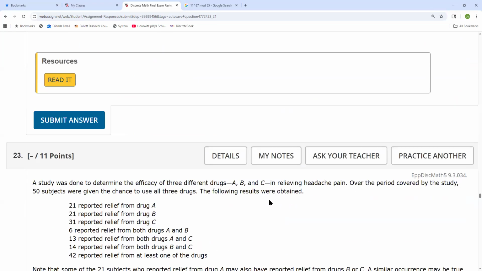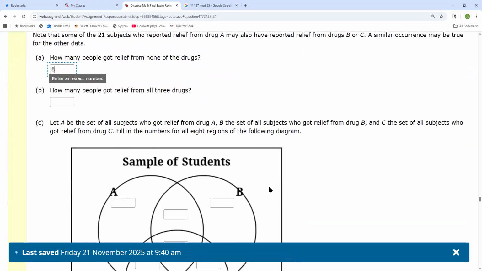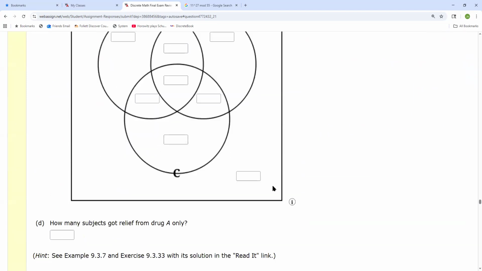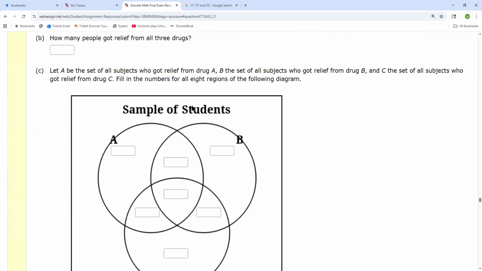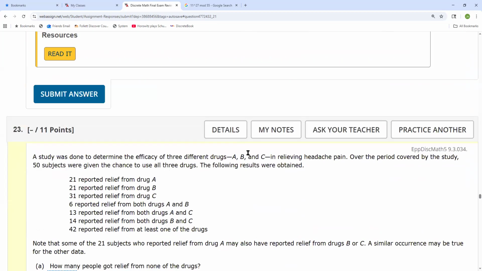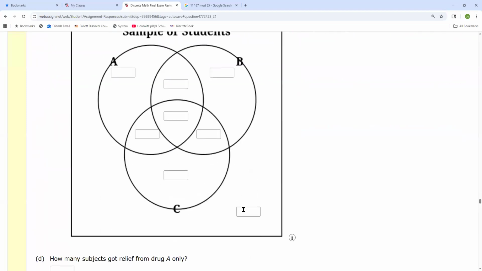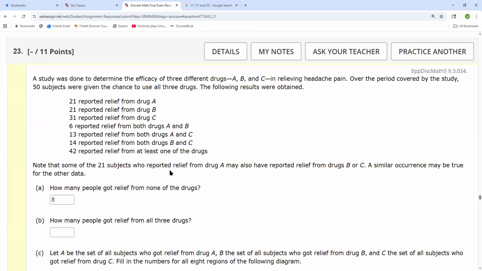By the way, I think that the title of this chart should probably have meant to say sample of subjects instead of sample of students, because there's nothing in this problem talking about students at all. So I think the title just meant to say sample of subjects instead of students. So there's 8 people who go outside the circles, 8 people who got relief from none of the drugs at all. All right. Okay, perfect.